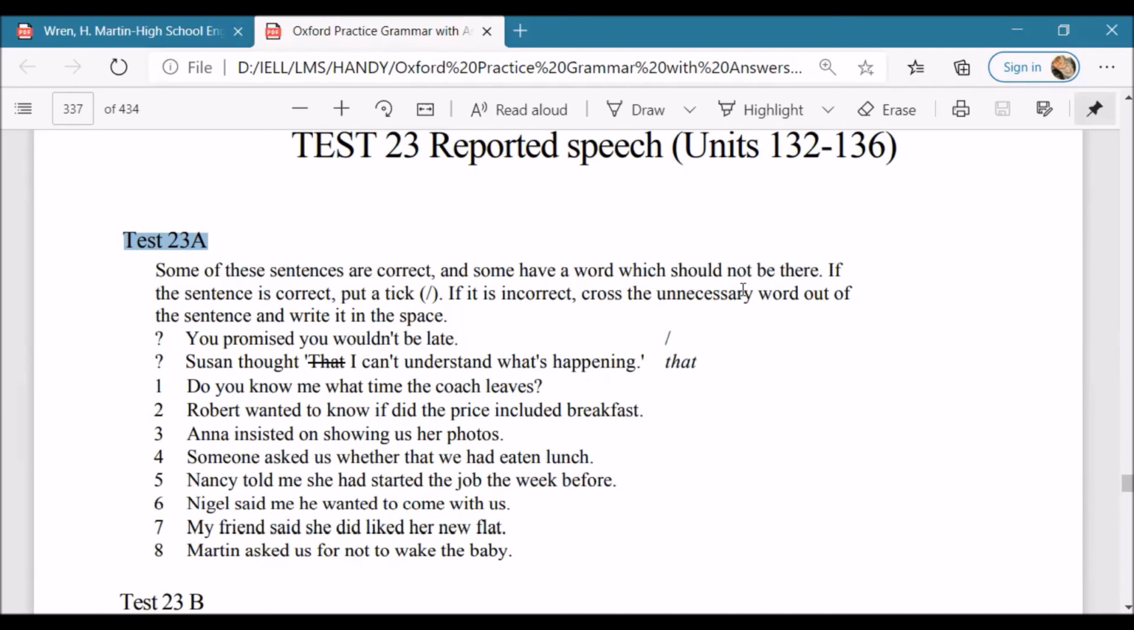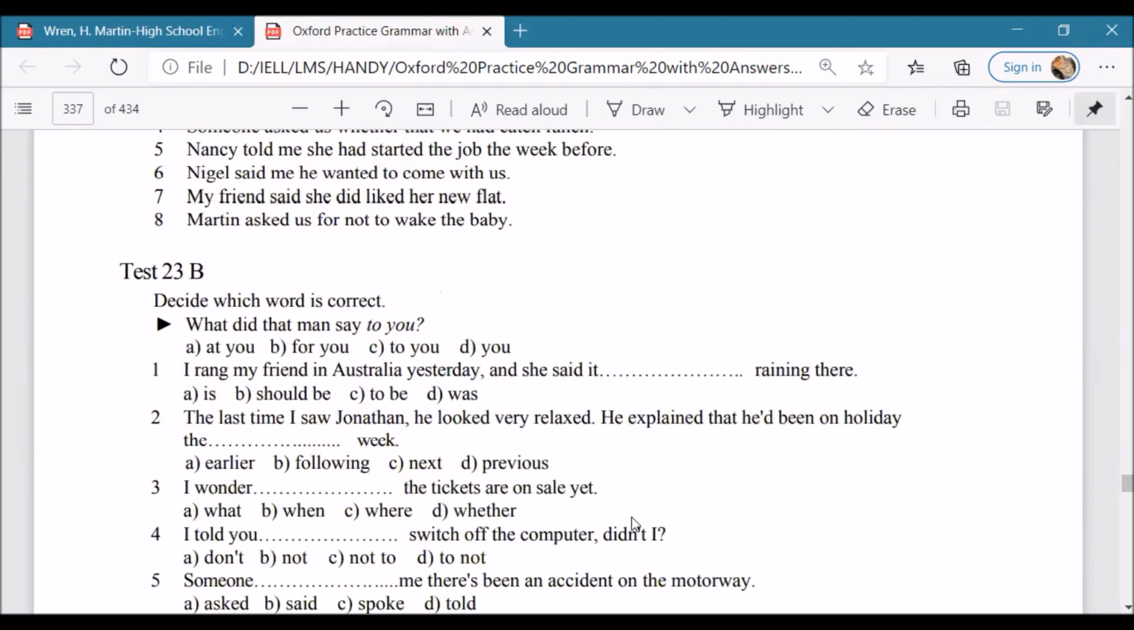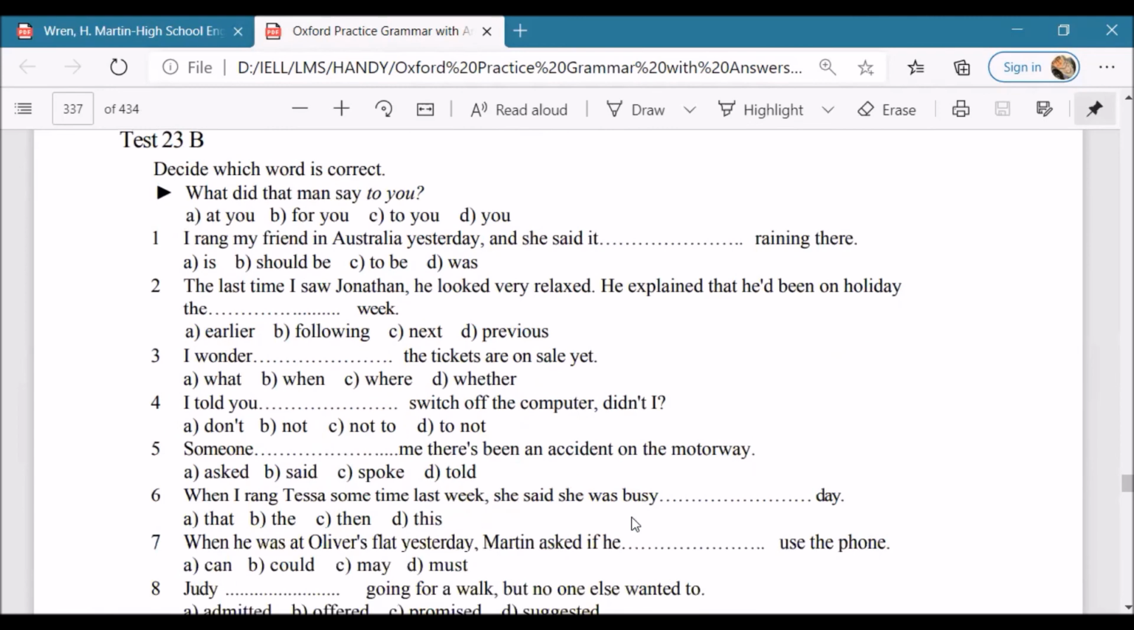So there are some mistakes in it. Some of them are correct. So if it is incorrect, cross the unnecessary word out of the sentence and write it in the space. So that's how you have to change these sentences and make them correct. Write test 23A and then solve this. Okay, please take a screenshot. And then we have test 23B.